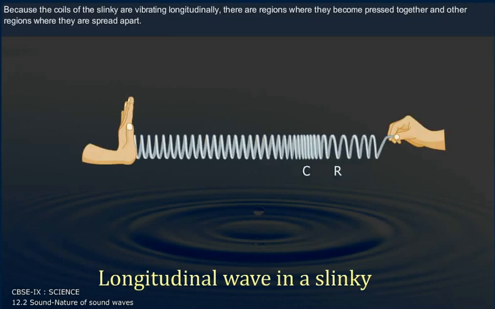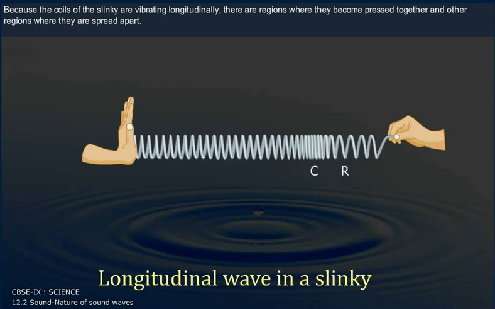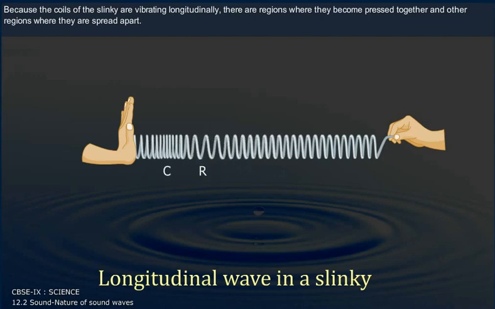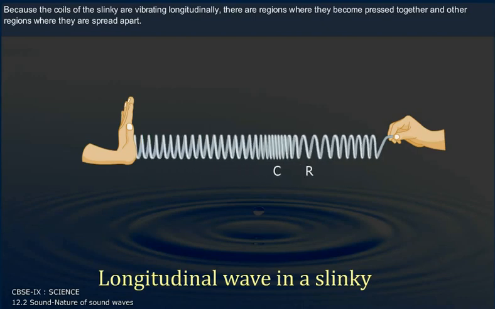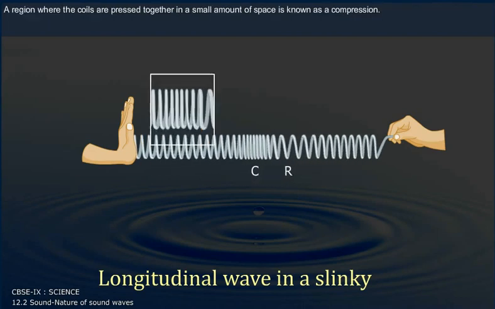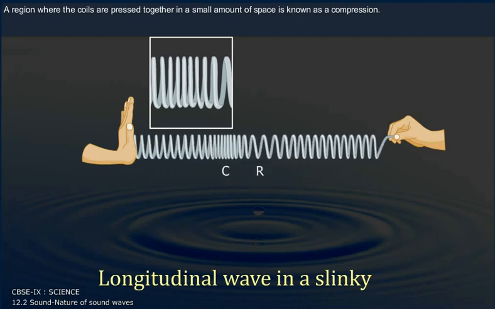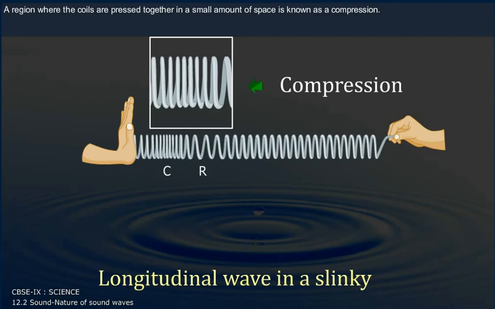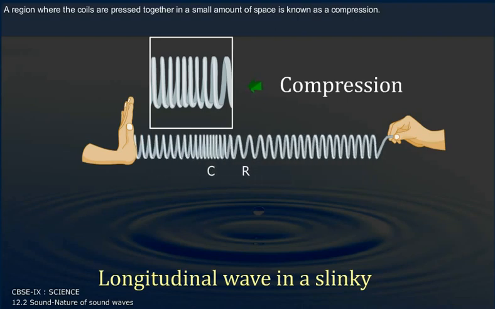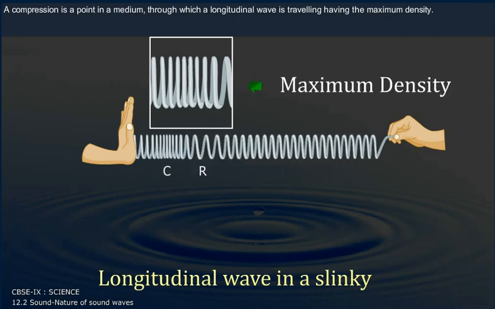Because the coils of the slinky are vibrating longitudinally, there are regions where they become pressed together and other regions where they are spread apart. A region where the coils are pressed together in a small amount of space is known as a compression. A compression is a point on a medium through which a longitudinal wave is traveling which has the maximum density.